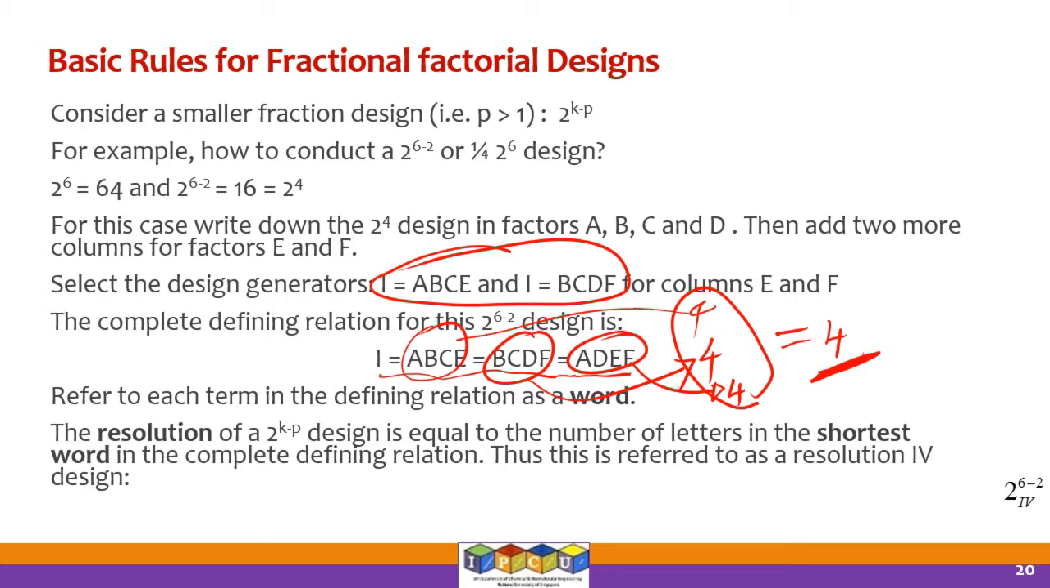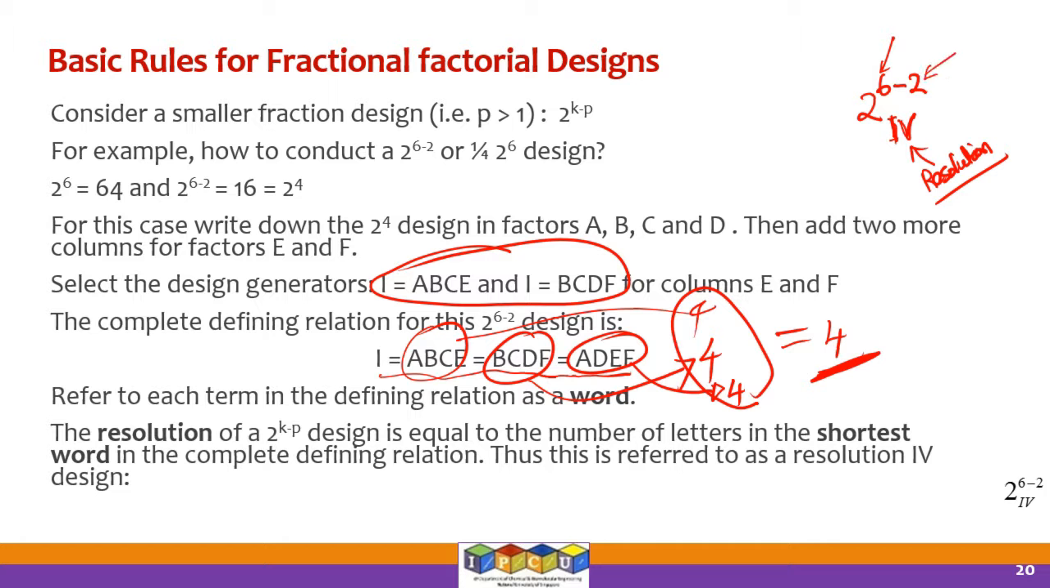So this design that we have constructed with these basic generators would be a resolution 4 design. It is indicated with a Roman numeral. So we would say 2 to the power of 6 minus 2, with the design in Roman numeral IV. So people will understand this is the resolution of this design. It tells us something about the aliasing structure or the nature of our design. So we know that, right, 2 to the power of 6, the 6 will denote the number of factors.